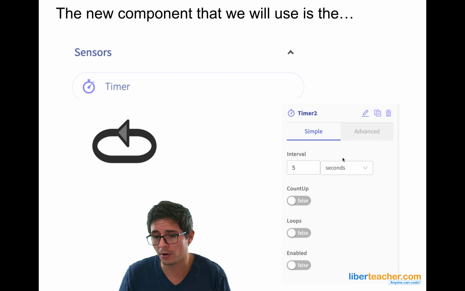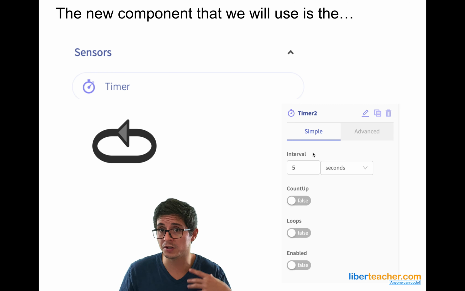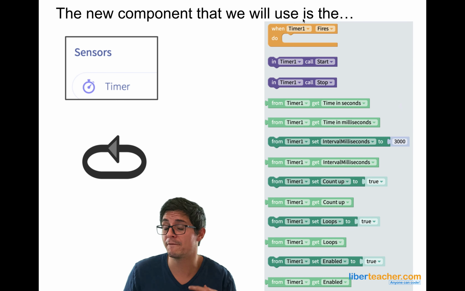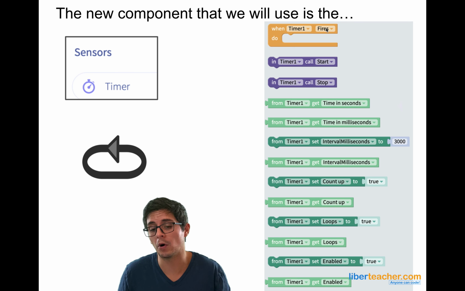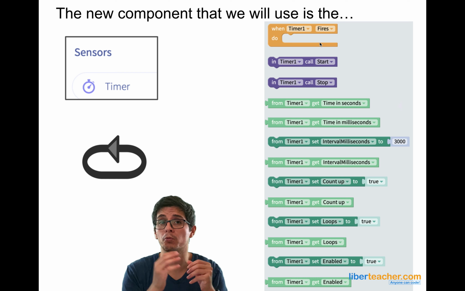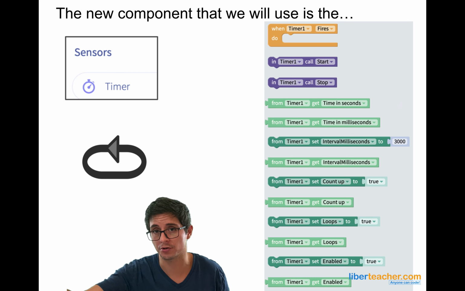So for example, automatically our timer has an interval of 5 seconds. Once those 5 seconds go off, if you look at the block, we can say, oh, when it fires, what do you want to happen? Now we're going to be using the timer to run an actual timer on our screen.